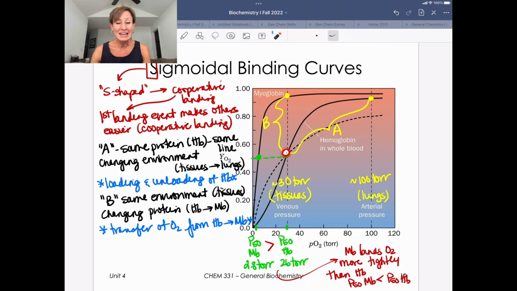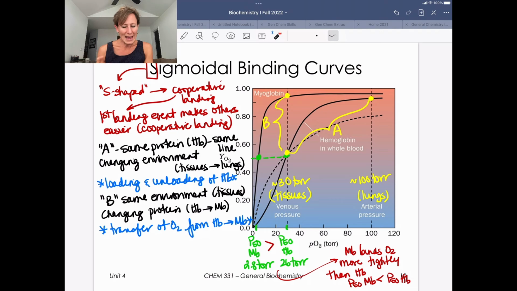So what happens is when half of our population says, hey, I'm going to dump my bucket, myoglobin is more than happy to pick up that oxygen. Again, because it has such a small P50 value, it's happy to scavenge and soak up any of that oxygen that's released and let go of by hemoglobin. Okay, so we effectively transfer oxygen from hemoglobin to myoglobin in the tissues because of that gap.